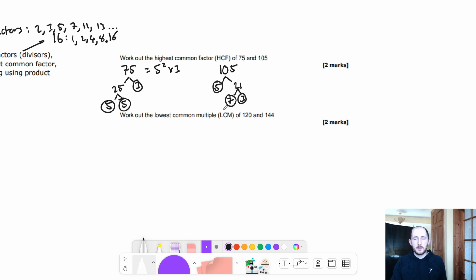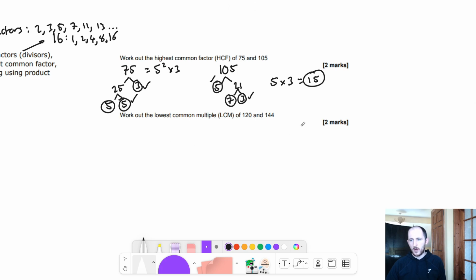So how do I work out the highest common factor? Well, what I do is I write down the numbers that are common. So we have a 5 that's common, and we have a 3 that's common. So I just do 5 times 3, which is 15. So that's the biggest number that goes into 75 and 105.